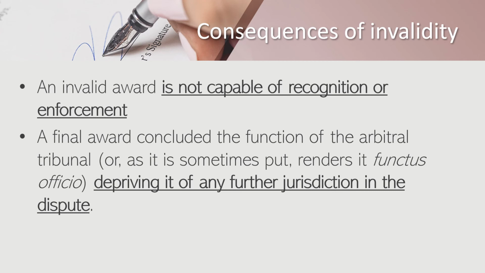So what are the effects or consequences of an invalid award? Number one, of course, the final award should not be recognized or enforced. No final award to be implemented. Secondly, if the final award is invalid, it will deprive the jurisdiction in the dispute. It means that it will question the functions of the arbitration. The credibility of the arbitrator and the institution will be in dispute or will be at stake.